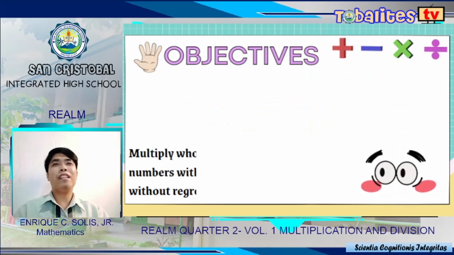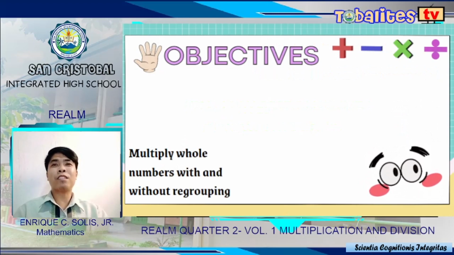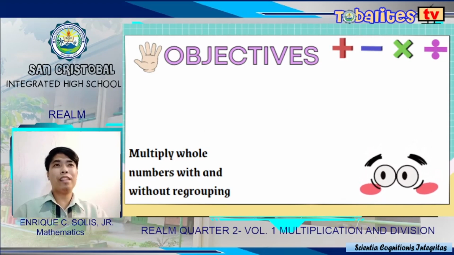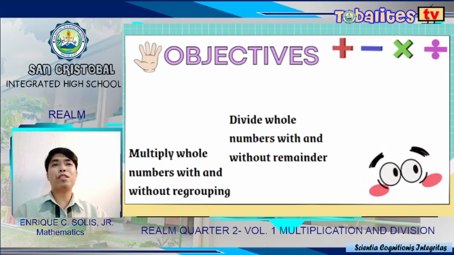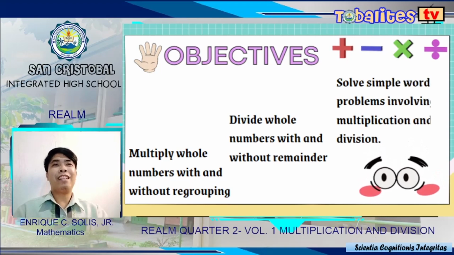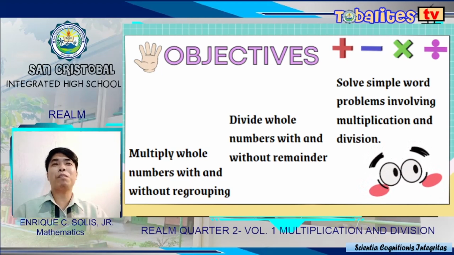To proceed, let us first have the objectives. At the end of this lesson, you will be able to multiply whole numbers with and without regrouping, divide whole numbers with and without remainder, and last, solve simple word problems involving multiplication and division.